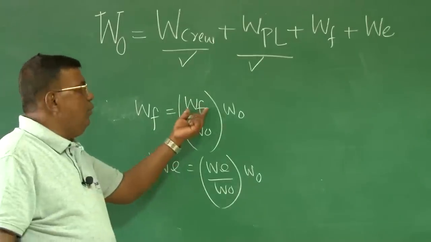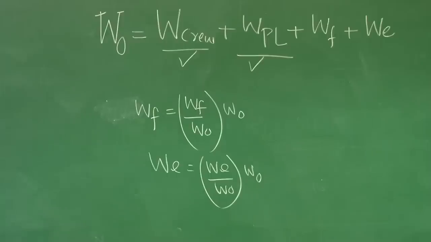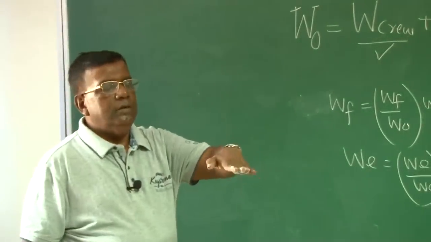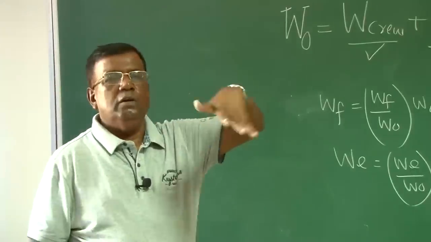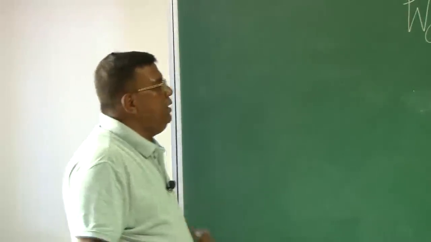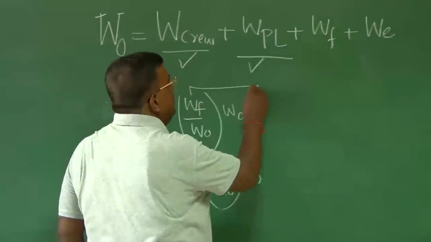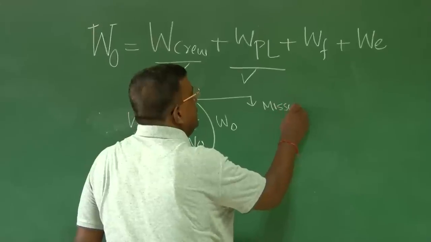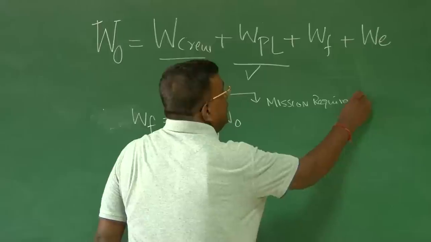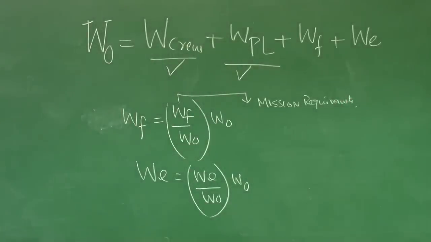Another point you should understand: WF, the fuel weight, will be a direct function of what sort of mission you have. You have a takeoff, cruise, you may accelerate, dive, go up again, so many things are possible, you may loiter. So it is driven by mission requirement. What is the mission of the airplane? What sort of operation is it supposed to do? What sort of maneuvers is it supposed to do?